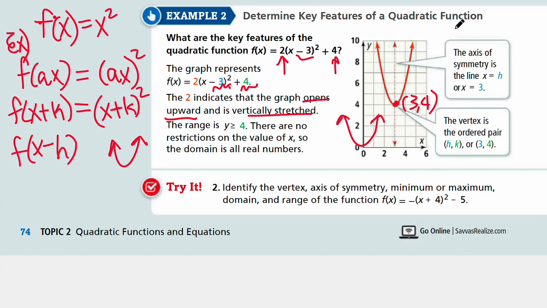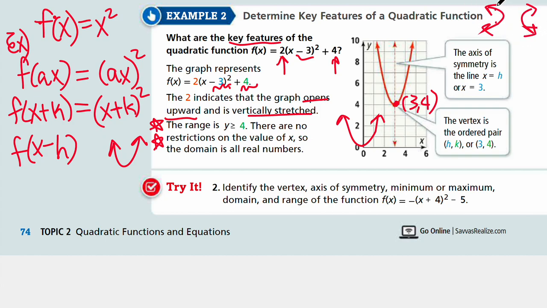There are no restrictions on the value of x, so the domain is all real numbers. Make sure you talk about the range and domain when you talk about key features, and the direction of the graph, like where it opens. Especially for quadratics, we have to point out whether it opens upward or downward. Why don't they open leftward or rightward? Well, they do actually, but they're not considered functions if they open left or right.